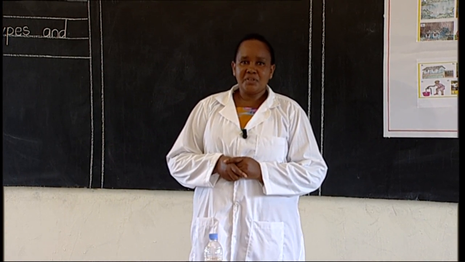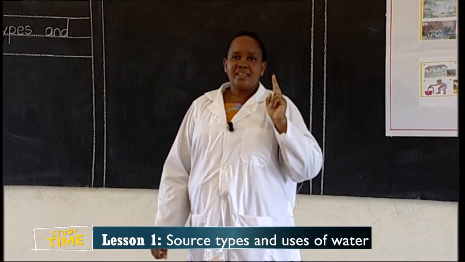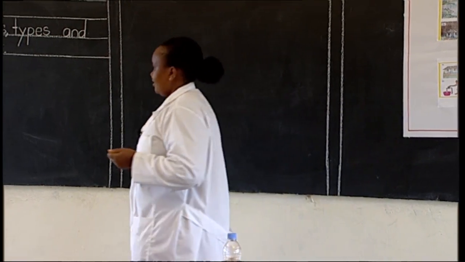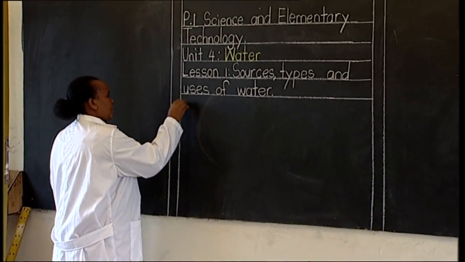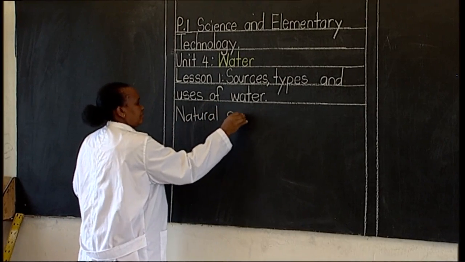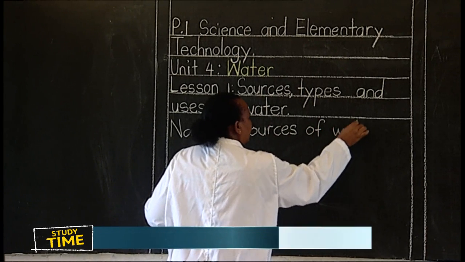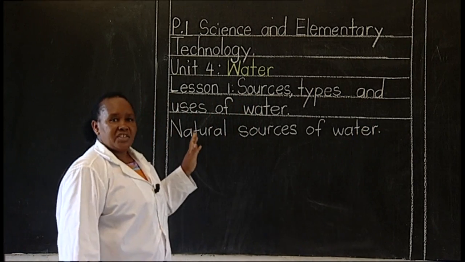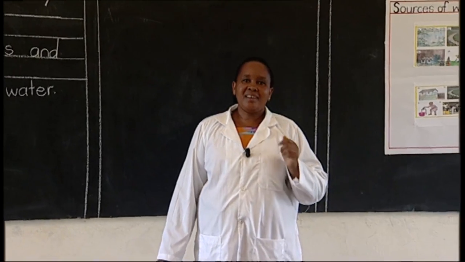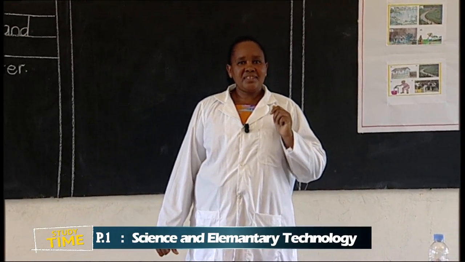Before we look at other sources of water, they are of two groups. Sources of water have two groups. The first group is what we call natural sources of water. We write natural like this. Natural sources of water. These are the sources of water which were created by God. Before we look at them, we are going to see another type.